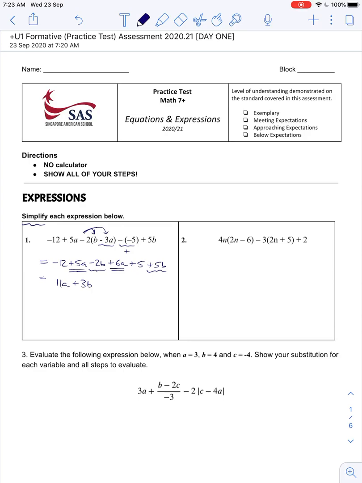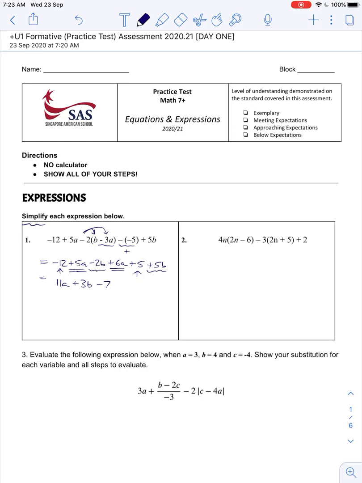And then the last thing are the constants. So here I've got a minus 12. Here I've got a plus 5. When I combine those together, minus 12 and plus 5 gives me a minus 7. So my final answer is 11a plus 3b minus 7.